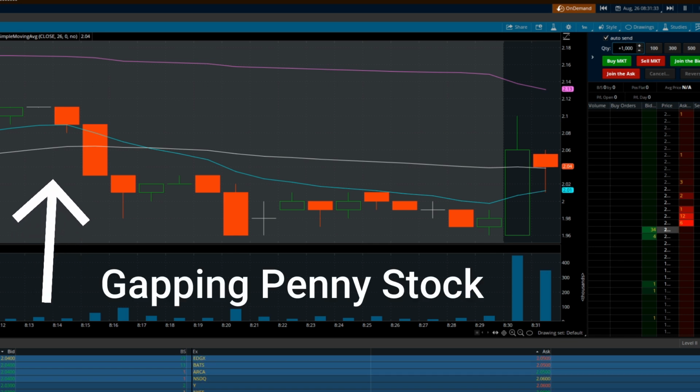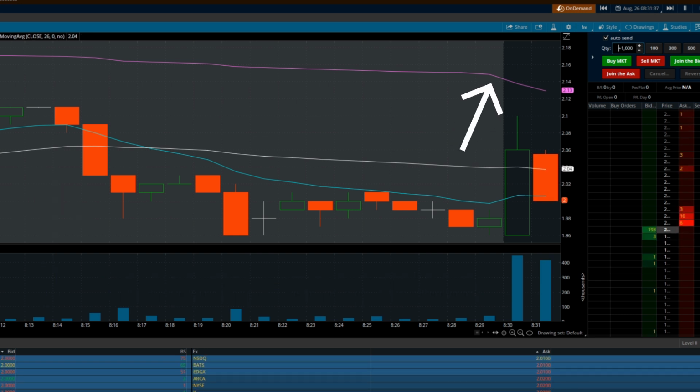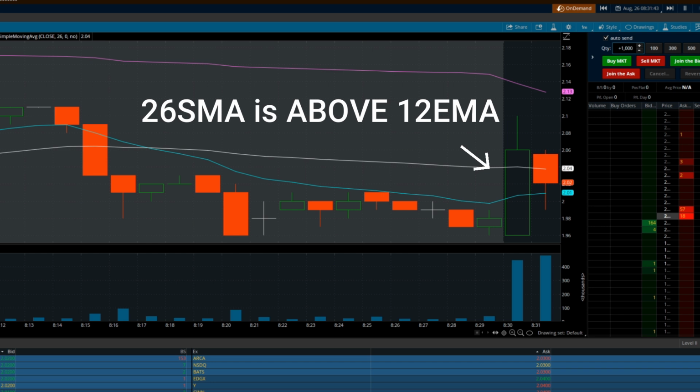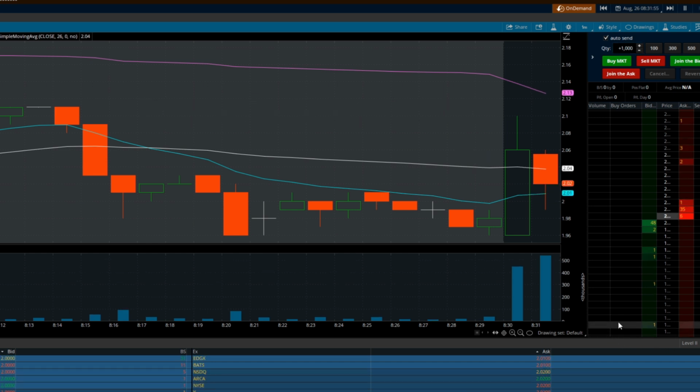Gapping penny stock, preferably a low float, but not necessarily so. Extension away from the VWAP: we need the stock to open up well below the VWAP, and then we need the moving averages to set up in a way where we could potentially get that crossover play in the first 15 minutes.